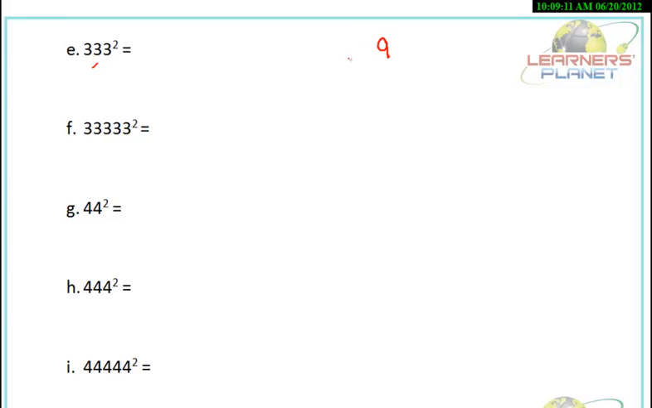9, 9 2's are 18, 9 3's are 27. Then we'll be reducing. It's 18 and then 9. Let's finish the calculation by adding the carryover. 9, 8, 8, 2 plus 8, 10. We'll write 0 and 1 will be carried. Then 1 plus 9, 10, and 1, 11. So it's 110889.